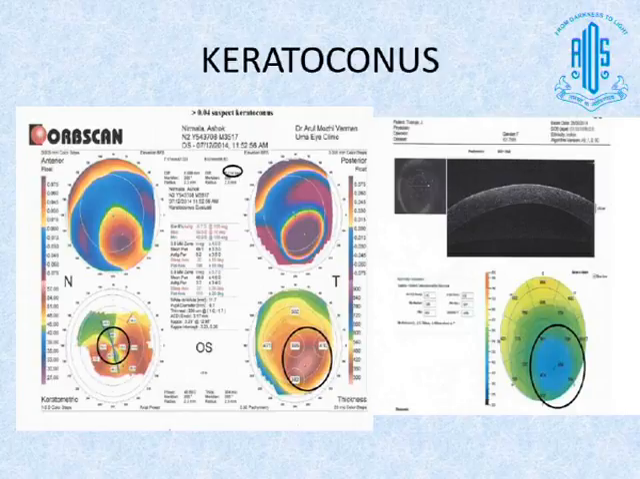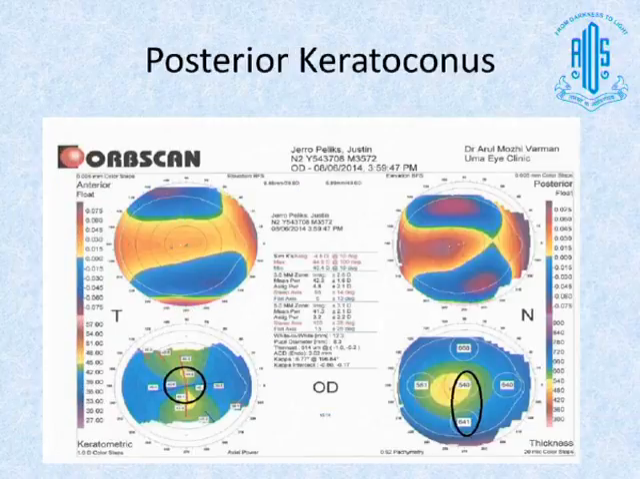But you should not miss a subtle posterior cone. If you look at it here, it looks fine. The anterior looks fine, the keratometry looks fine, but the posterior is way off. And this is more than 100 there. So this patient has an early posterior cone. If you don't look at the posterior curvature of the cornea, you can miss it and get into major issues postoperatively.